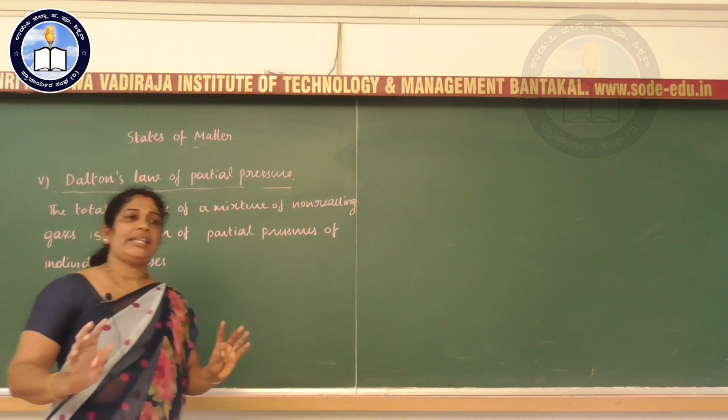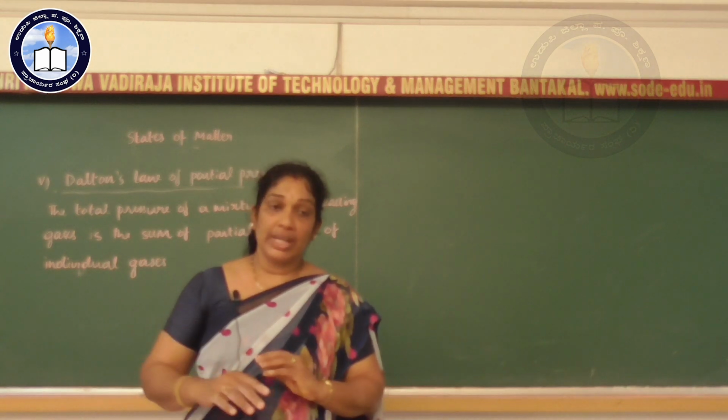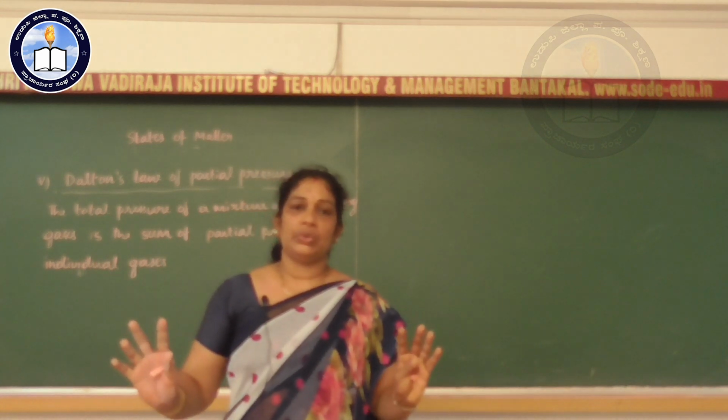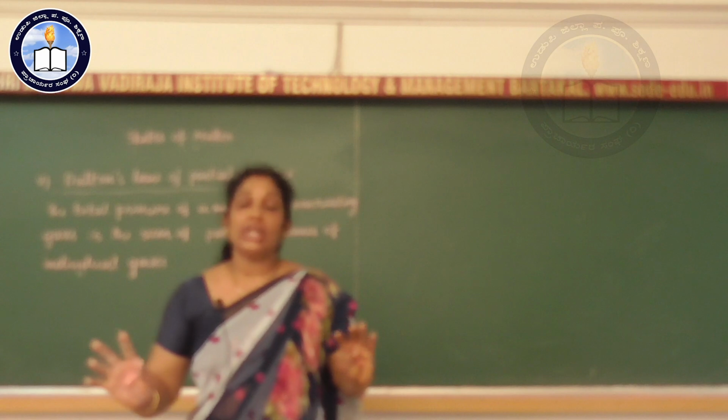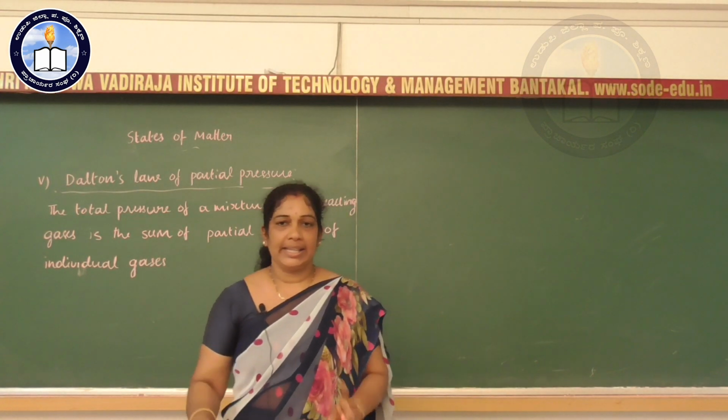For example, A is one gas, B is another gas, C is another gas. If they are mixed together, they should not react. A, B, C should not react with one another. That is called non-reacting gases.